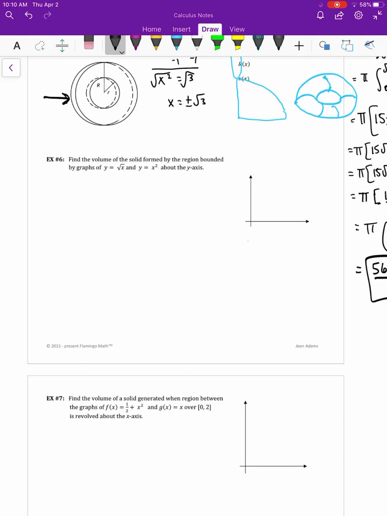So now example number 6, find the volume of the solid formed by the region bounded by graphs of y equals the square root of x and y equals x squared. And so we are talking about this region right here, and we want to go about the y-axis. So you can see that there's going to be a hole here when you get this three-dimensional figure going, right? There's going to be a hole because you're imagining that this will spin, spin, spin, spin, spin.